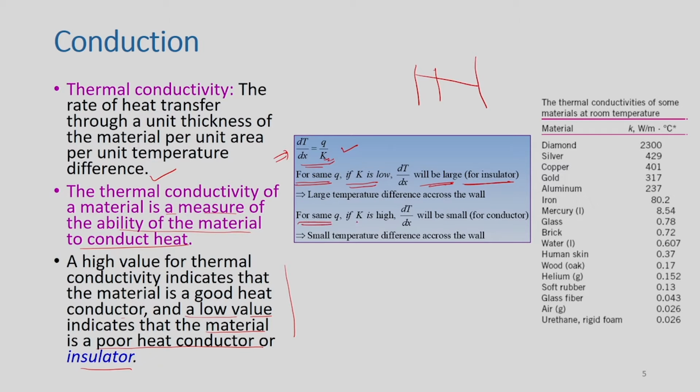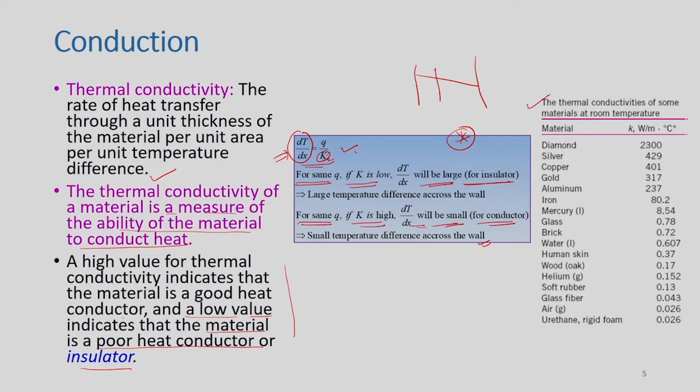And for the same q, if k is high, then dT by dx will be small. This is valid for a conductor. Because of that, a small temperature difference exists across the wall. This is very important, and it gives an idea about the difference between a conductor and an insulator.